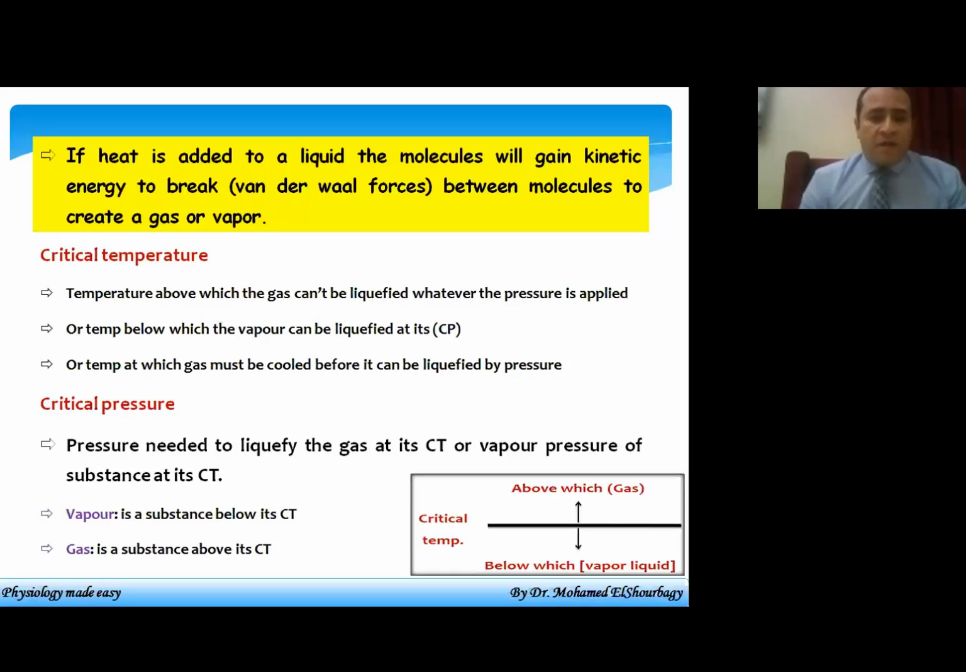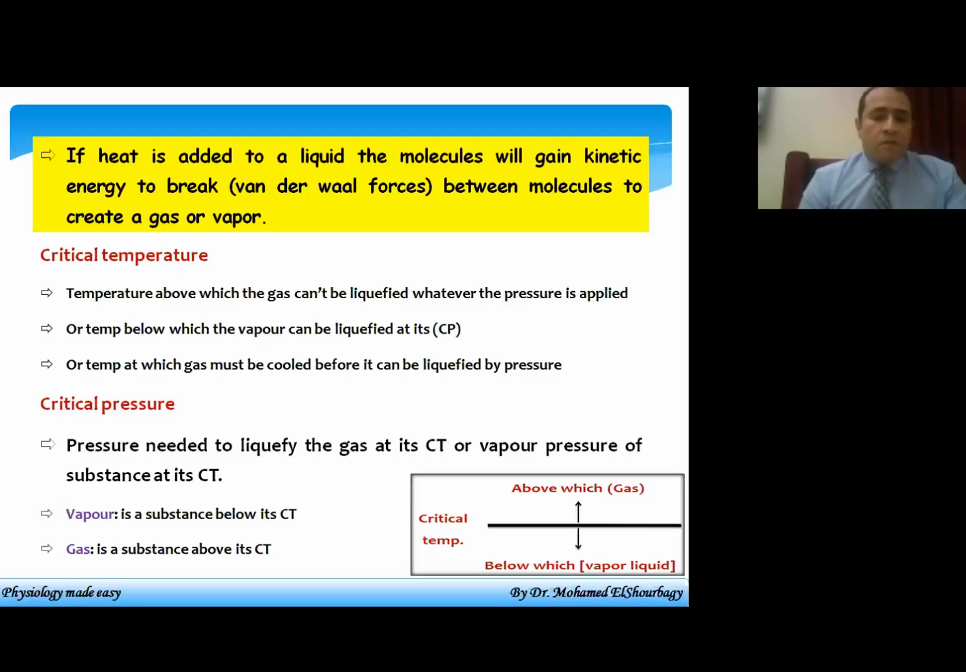Another definition: the temperature at which a gas must be cooled before it can be liquefied by pressure. So first, cooling is important to liquefy gases, then apply what's called critical pressure. What is critical pressure? Critical pressure is the pressure needed to liquefy the gas at its critical temperature, or the vapor pressure of the substance at its critical temperature.